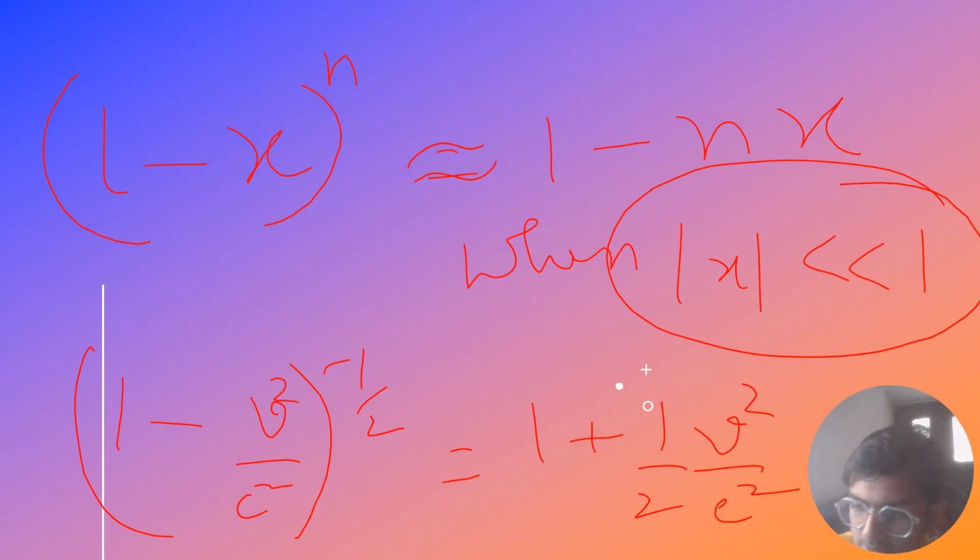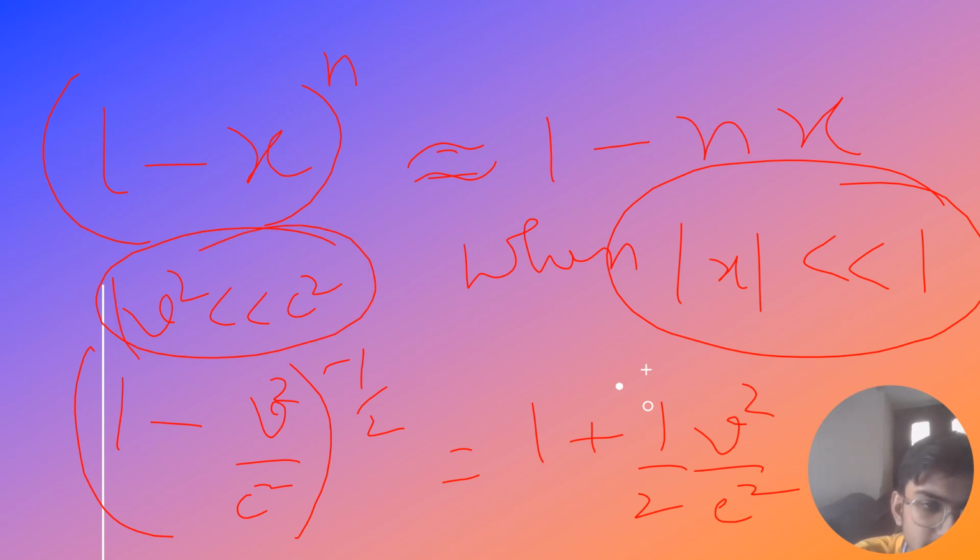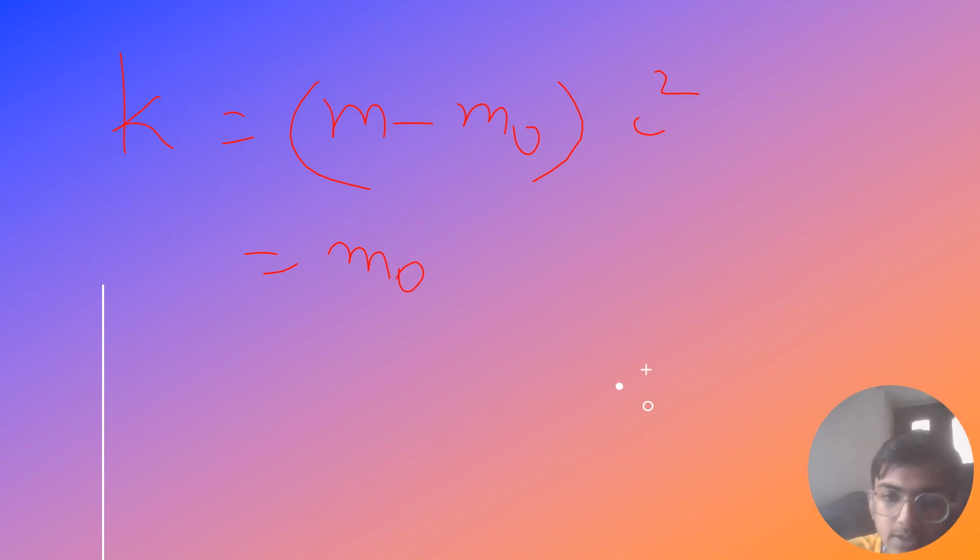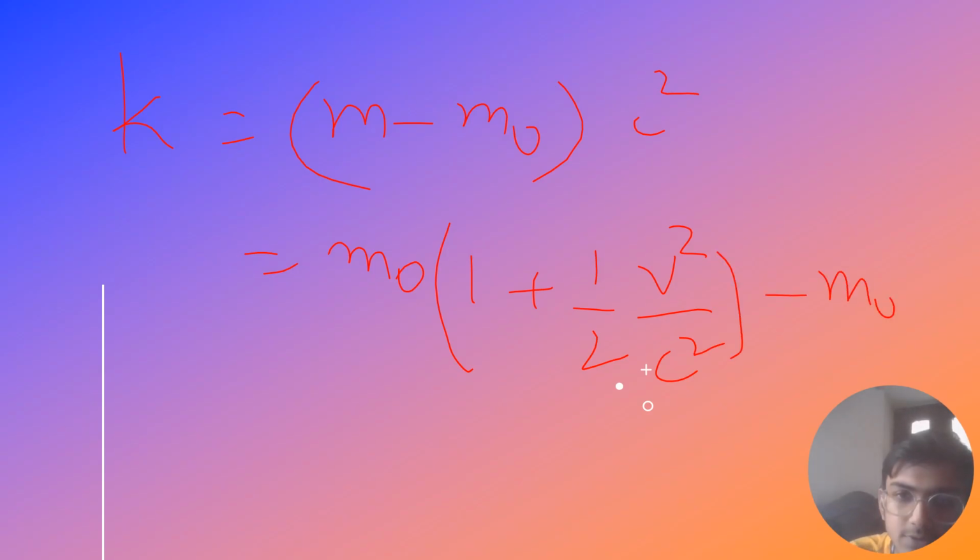Often an object which is moving may move at 50 kilometers per hour, or 40 kilometers per hour, whatever, but it will be very much less than the speed of light. So here also v square is very much less than c square. Magnitude you can take. Okay, no issues. So now we will discuss here that K equals m minus m naught times c square. Now m we can write as m naught times 1 plus half v square by c square, minus m naught into c square.